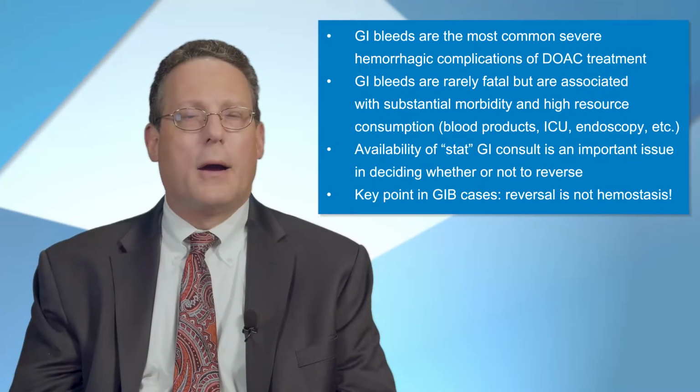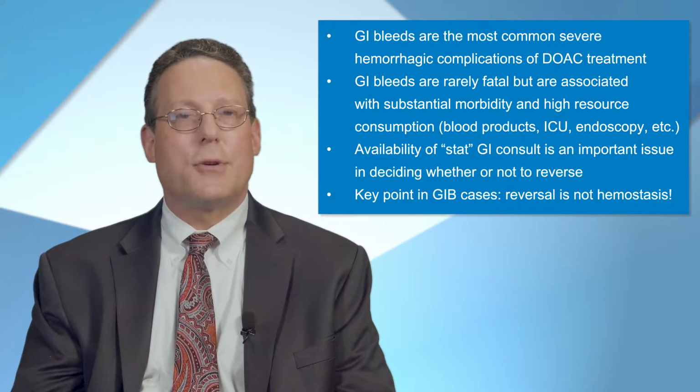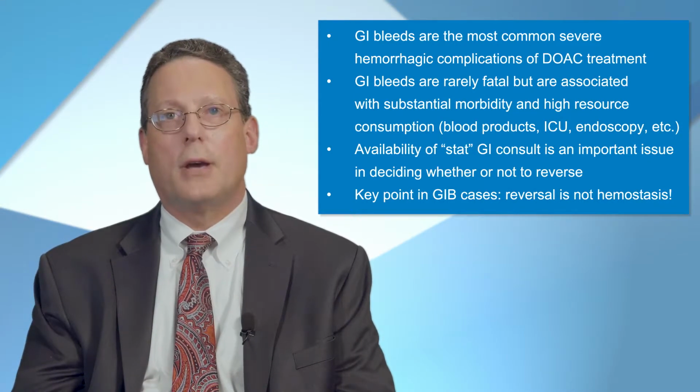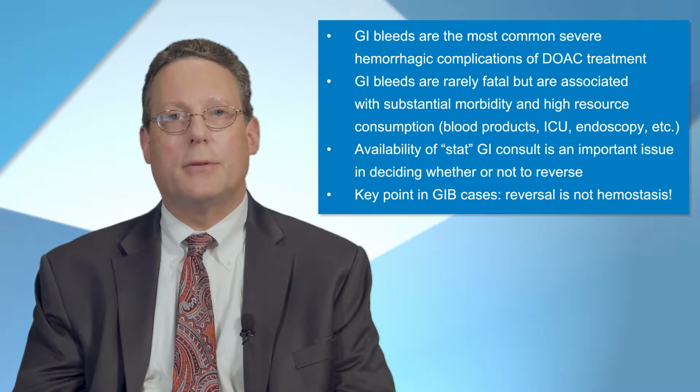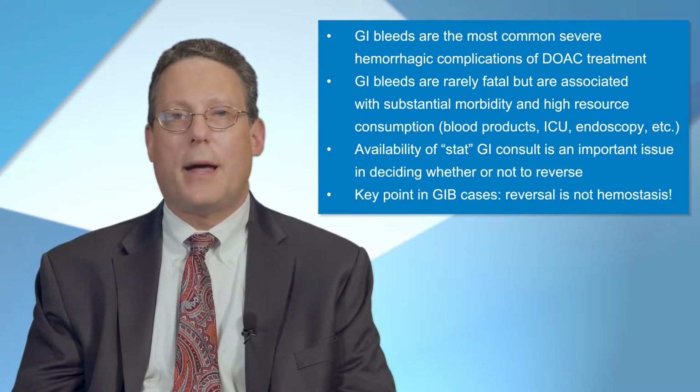Now, our sample patient here had a GI bleed. And it turns out that as dramatic as intracranial bleeds are, GI bleeds are the most common severe hemorrhagic complications of treatment with DOACs. They're rarely fatal, but they're associated with a lot of morbidity with high resource consumption.